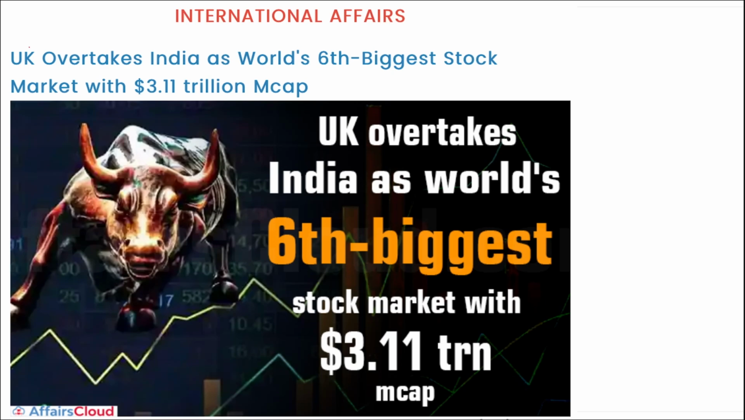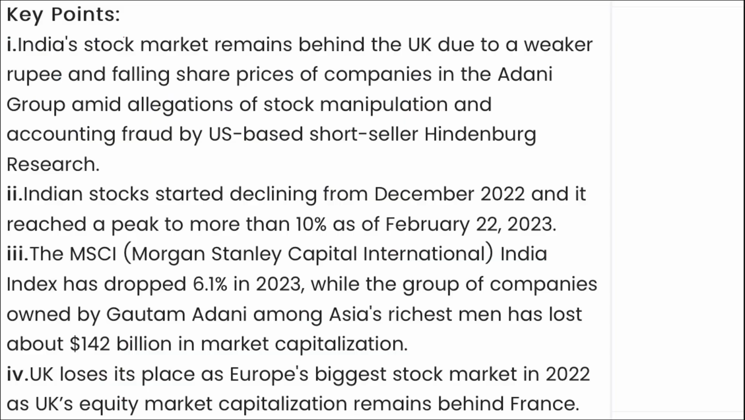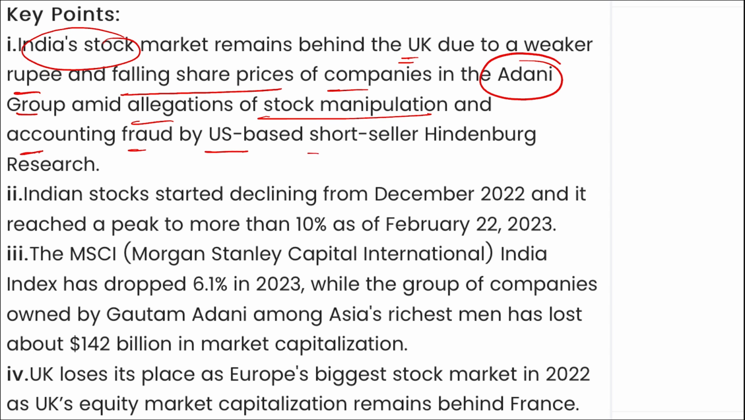Here you can see the UK has overtaken India as the world's sixth biggest stock market, with a total market cap of 3.11 trillion dollars. India's stock market remained behind the UK due to a weaker rupee and falling share prices of companies like Adani Group, and allegations of stock manipulation and accounting fraud by US-based short seller Hindenburg Research.